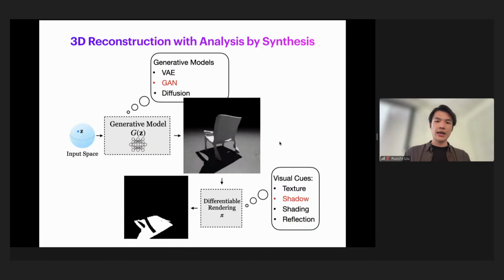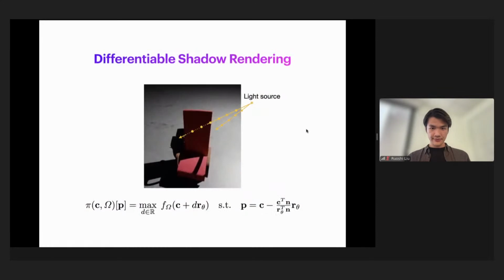Another example I want to talk about here is shadows. It's another type of visual cue. The problem we're trying to study is, by only looking at the shadows of an object, reconstructing the 3D shape of that object. To do that, we need to reformulate our previously introduced differentiable reflection rendering into differentiable shadow rendering, which is actually much easier.